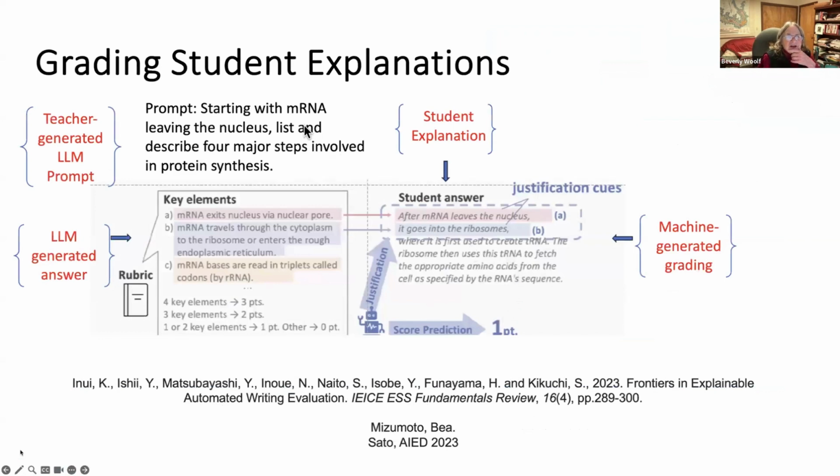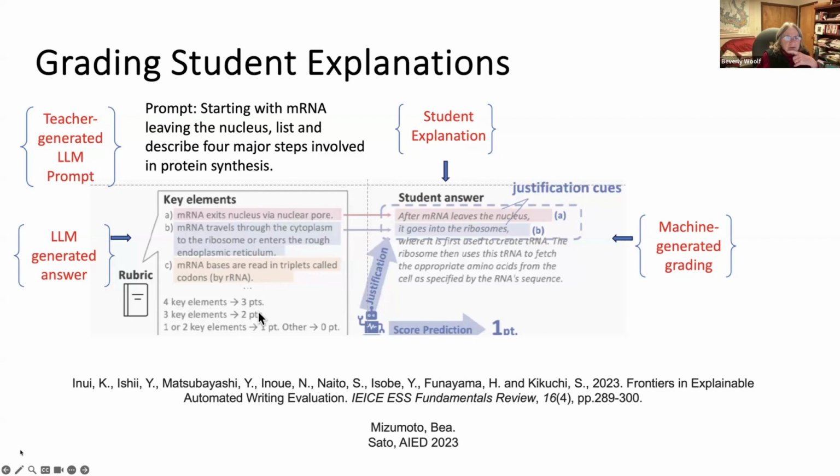And this is another example of grading student explanations. Here's the prompt. First you say to the LLM, "Starting with mRNA leaving the nucleus, list and describe 4 major steps involved in protein synthesis." You all know that ChatGPT can certainly answer that. And this is what it answered, the key elements of an mRNA leaving the nucleus. It says RNA exits the nucleus via the nuclear pore, RNA travels through the cytoplasm to the ribosome, etc. And this is the rubric.